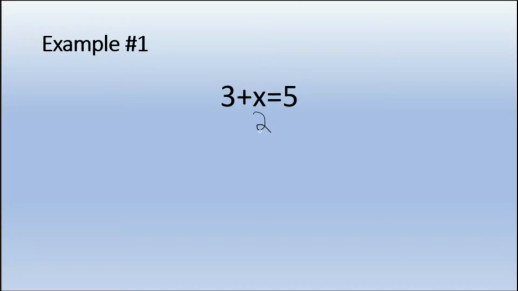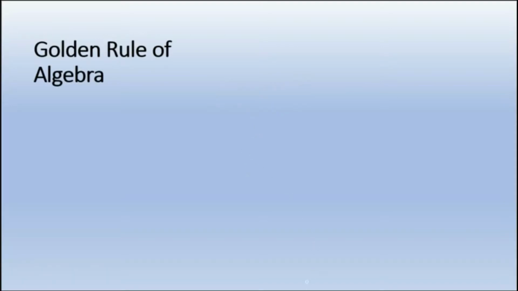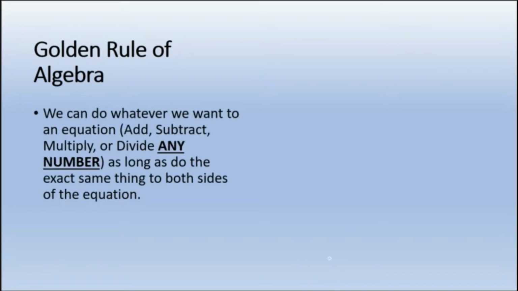However, these problems will not always be this easy to solve, so we need to use another method to solve for this x. That's where the golden rule of algebra comes in. The golden rule of algebra is we can do whatever we want to an equation. We can add, subtract, multiply, or divide any number as long as we do the exact same thing to the other side of the equation.